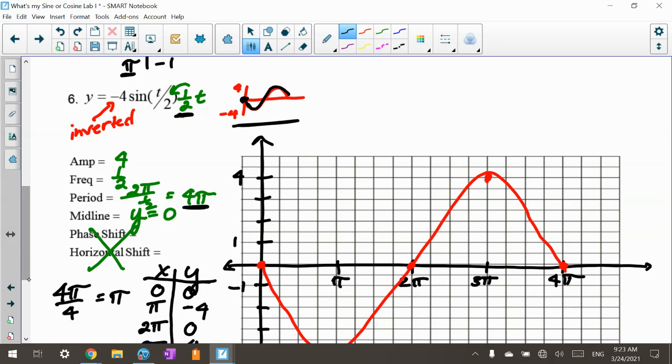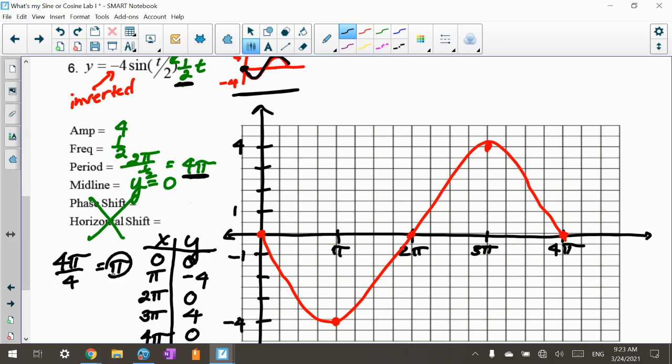So I crossed off the phase shift and horizontal shift because there's not going to be one. I went up to my period here and said I've got to divide it by my 4 quadrants, so I'm going to count by pi. And I did 0, pi, 2 pi, 3 pi, 4 pi. And then I went through and said, okay, I'm going to start at the midline. It's been inverted, so I'm going down to -4, back up to 0, up to +4, and 0. So I've got my points all set.